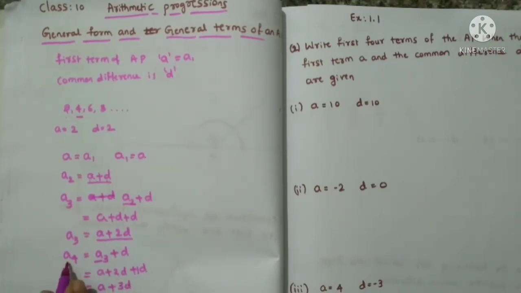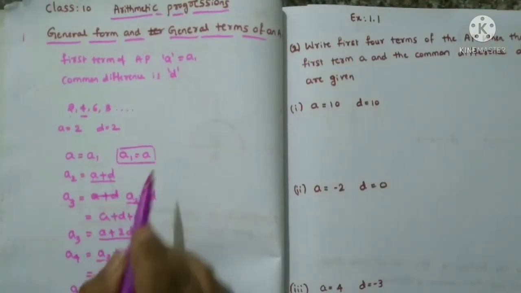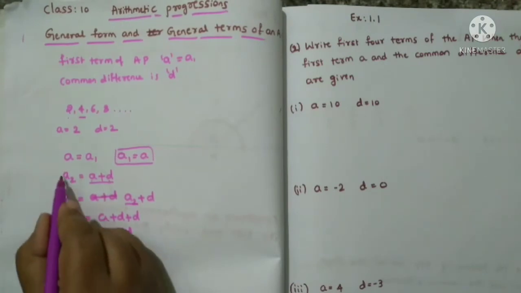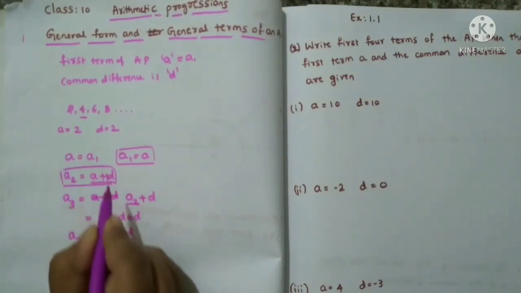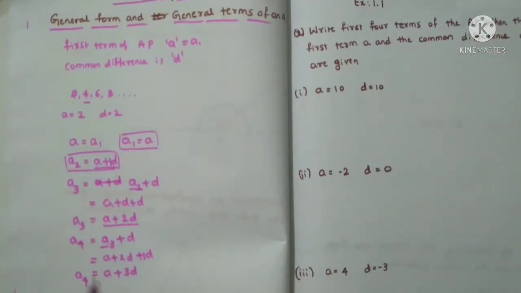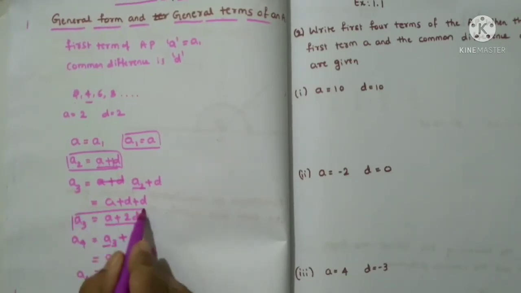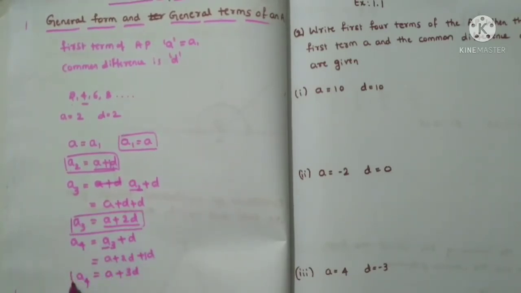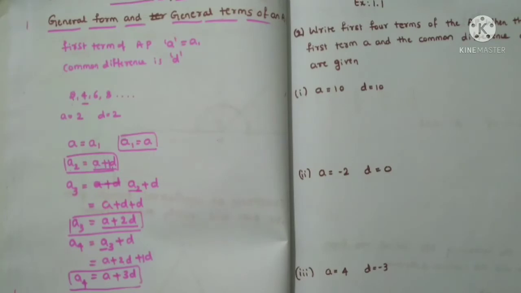So observe here. A1 we got is a. A2, what did we get? A plus d, which means a plus 1d. Nothing is there means the coefficient will be 1. And then a3 is a plus 2d, then a4 is a plus 3d. Like that, you tell me about a5 then.